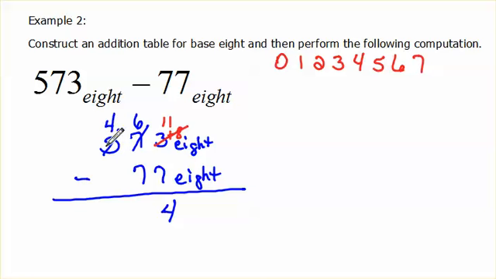But when I add it to the right column, I have to add it as a group of 8. So technically I'm doing 6 plus 8, which is 14. And now I can take 14 minus 7, which is 7. And then over here I can take 4 minus 0, which is 4. So my answer then should have been 474 base 8.